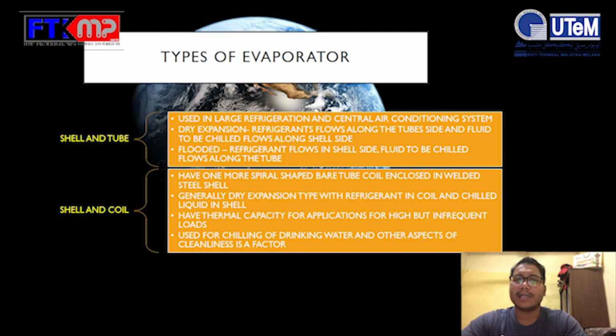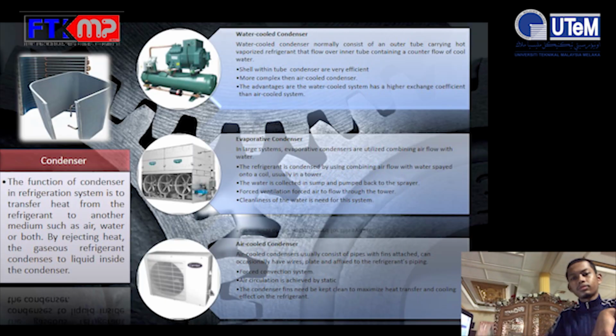And the last one is the shell and coil. This one has a spiral shaped bare tube coil enclosed in a steel shell. Generally it is a dry expansion type with refrigerant in the coil and chilled liquid in the shell. It has thermal capacity for applications with high but infrequent loads. It is used for chilling drinking water, where cleanliness is effective.